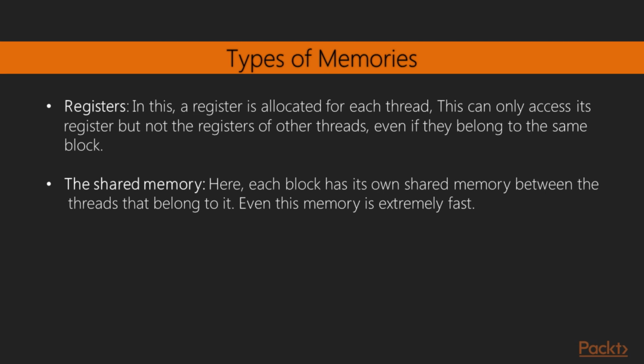In the CUDA-capable GPU card, there are 4 types of memories, which are defined as follows. 1. Registers. In this, a register is allocated for each thread. This can only access its own register but not the registers of other threads, even if they belong to the same block. 2. The shared memory. Here, each block has its own shared memory between the threads that belong to it. Even this memory is extremely fast.